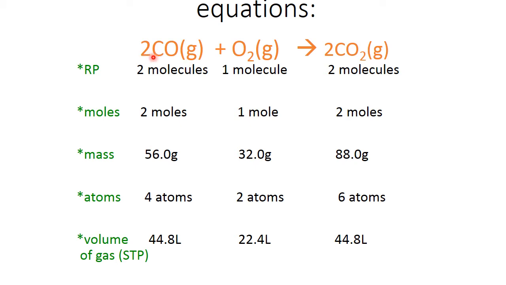If we have 1 mole of carbon monoxide, we take the 44.8 divided by 2. That would give us 22.4 liters also. To get the volume of 1 mole of carbon dioxide, we take our same 44.8 divided by 2. That gives us 22.4. So here we see 1 mole of any gas at standard temperature and pressure occupies 22.4 liters.